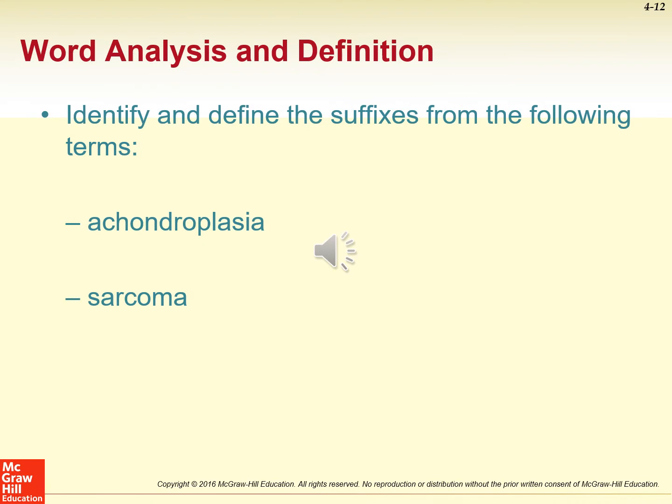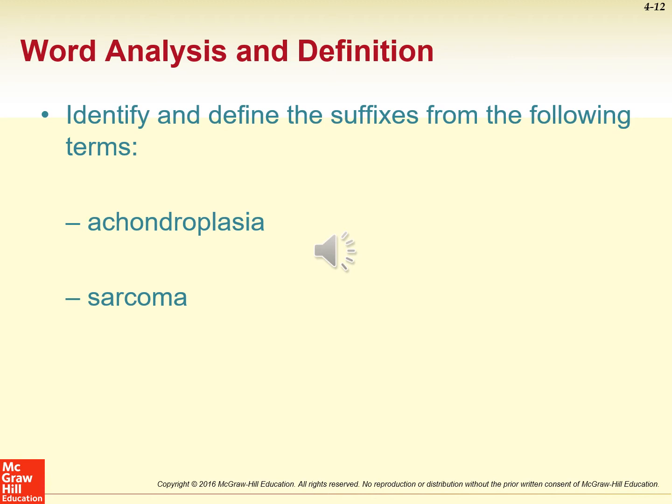Knowing the meaning of word elements assists you in defining a term. In the term achondroplasia, a condition with abnormal early conversion of cartilage into bone leading to dwarfism, the prefix a means without, the root/combining form chondro means cartilage, and the suffix plasia means formation.